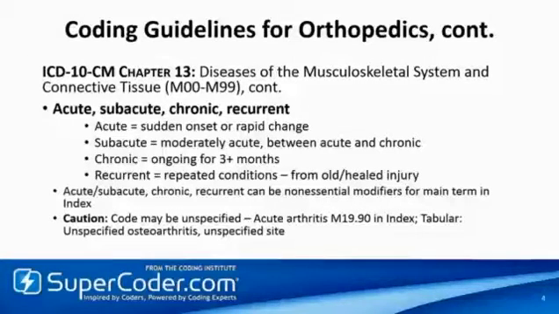For example, when you search for arthritis in the index, you will find non-essential modifiers acute, chronic, and subacute, along with code M19.90. When you cross-reference M19.90 to the tabular, the code descriptor states unspecified osteoarthritis, unspecified site. You need to then look and find the more specific type of arthritis in order to assign the specific code.